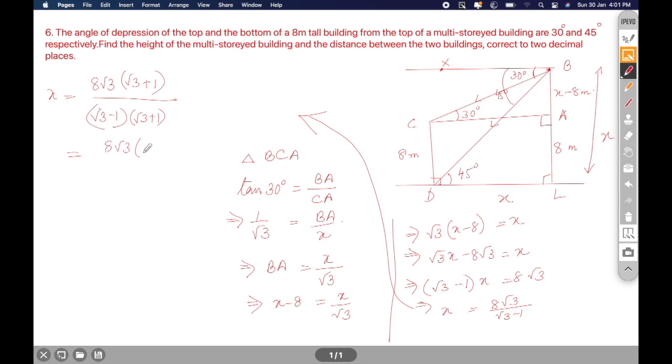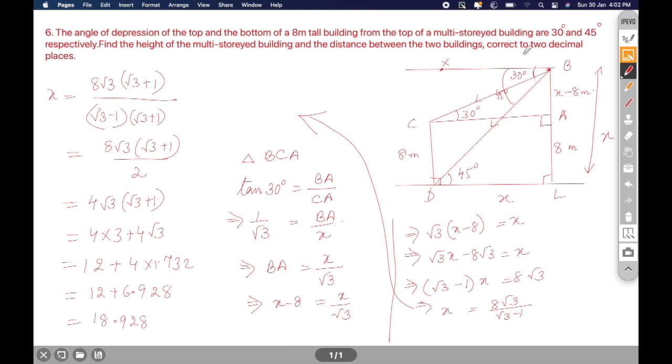8 root 3 into root 3 plus 1 divided by 2, that is 4 root 3 into root 3 plus 1, that gives 4 into 3 plus 4 root 3, that is 12 plus 4 into 1.732, 12 plus 6.928, that is 18.928. Now we have to give our answer correct to 2 decimal places. So this is equal to 18.93 meter.